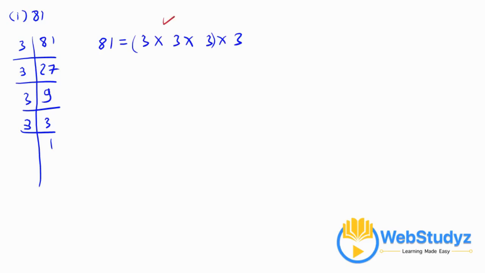So by what number do we divide 81 to make it a perfect cube? For making it a perfect cube, we have to divide 81 by 3.